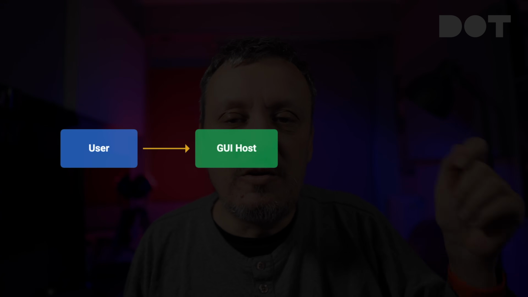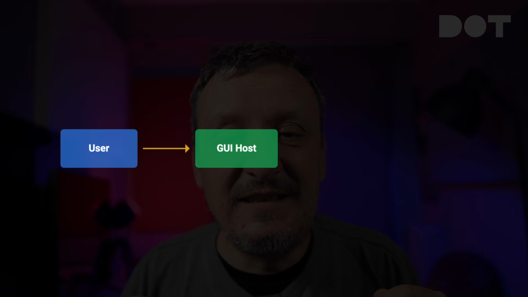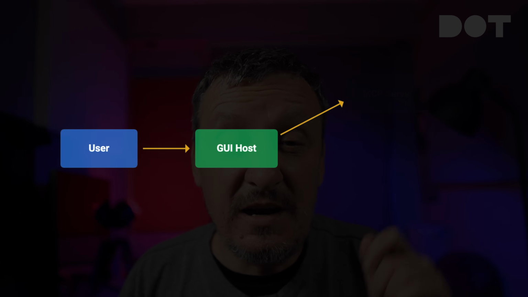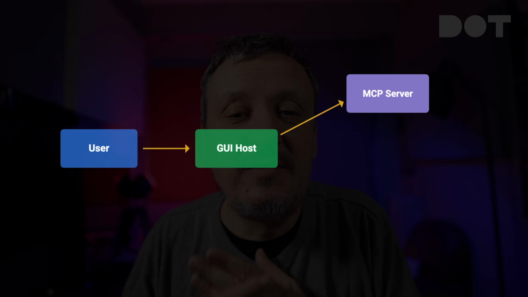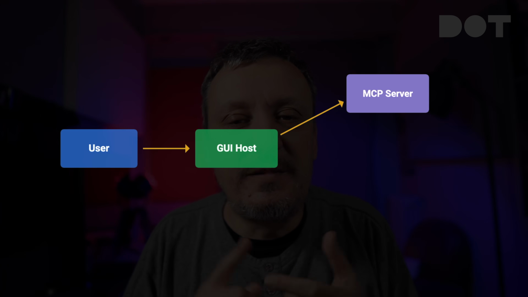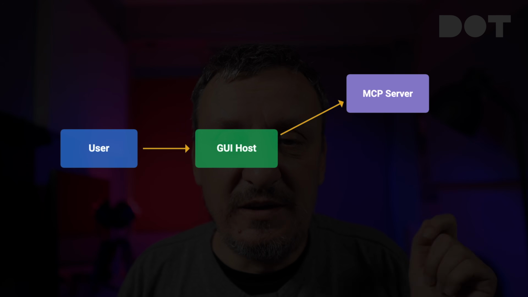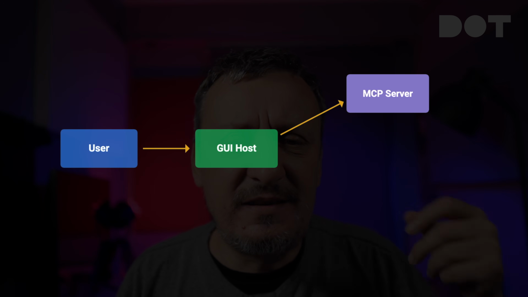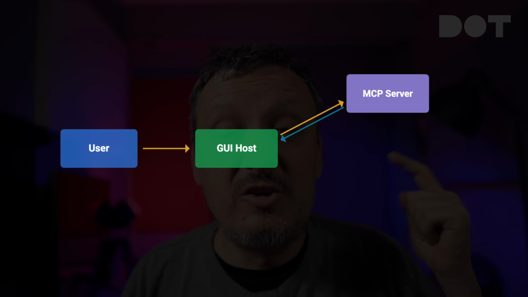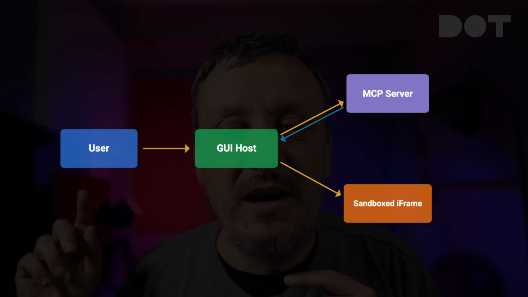A user types a request into a graphical user interface or a host, whether that's a browser, Cursor, VS Code, or any other application that supports iFrames. That intent reaches the AI, which decides to call an MCP tool registered by an MCP server. The server has a UI resource associated with that tool, a full HTML page with JavaScript and CSS bundled into it. So it ships that HTML, JS, and CSS bundle back to the graphical user interface, back to the host, which renders it inside the sandboxed iFrame.